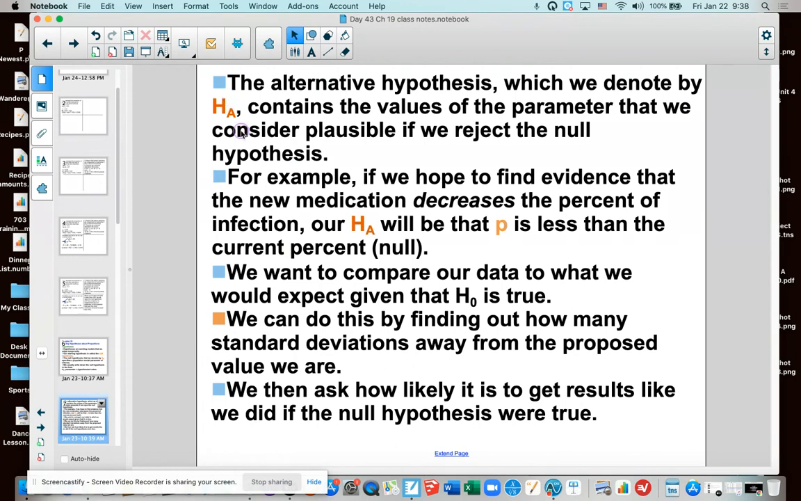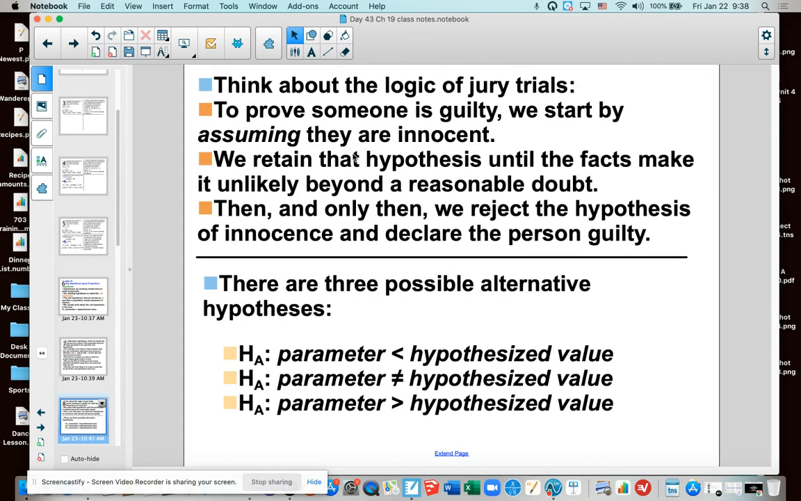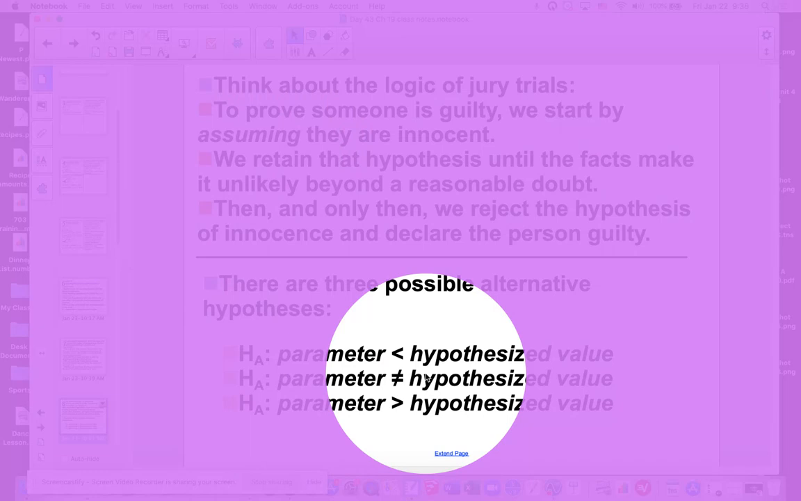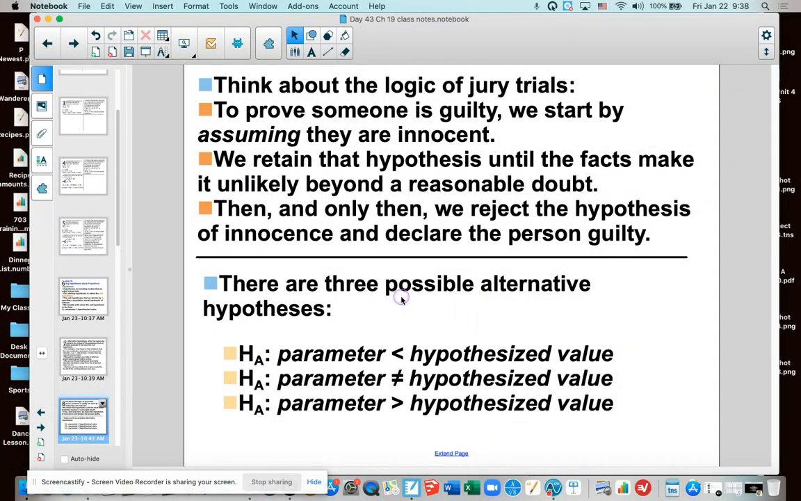All right, then, what we're trying to prove is what's the alternative? What's the alternative to that? Well, we think it's less than. So you have some options. You can either say it's less than, it's greater than, or not equal to. Those are our choices, right?